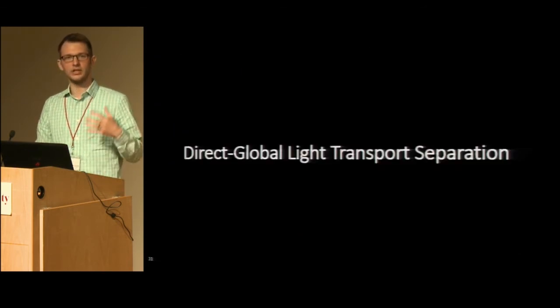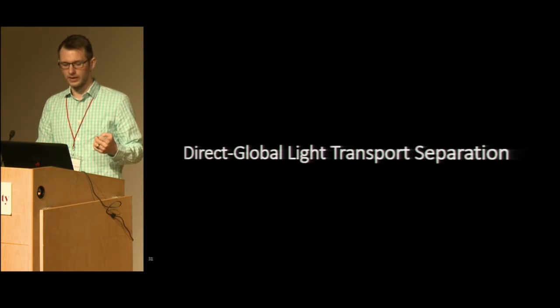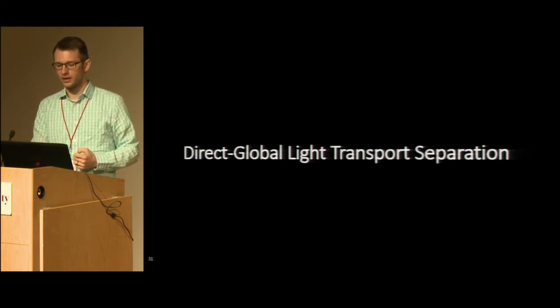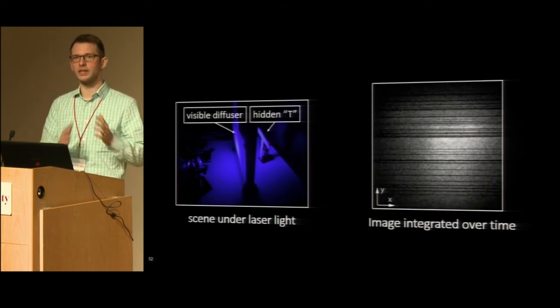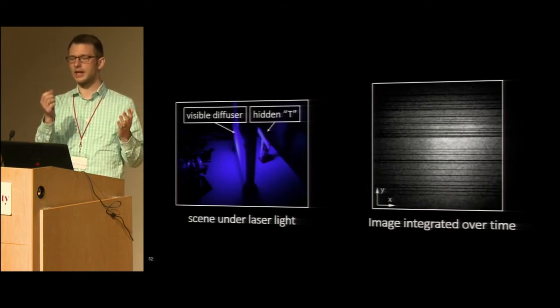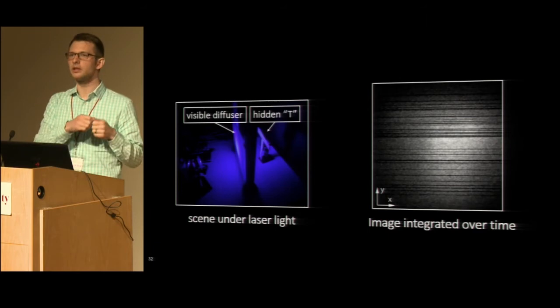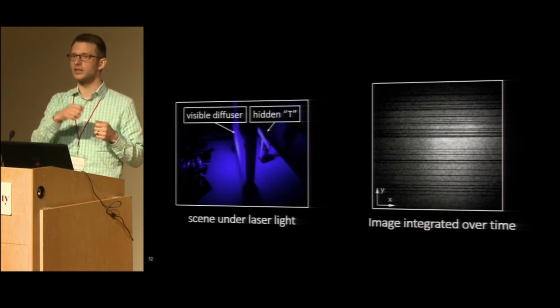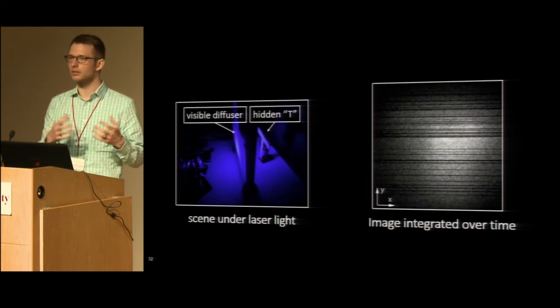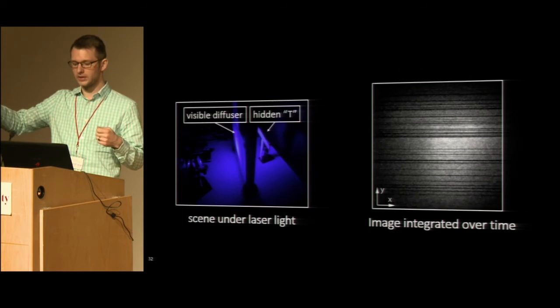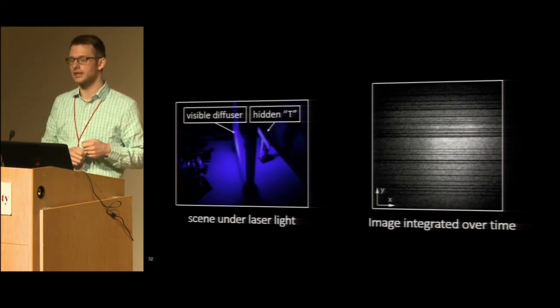So one application of these data is direct-global light transport separation, and I'll illustrate what I mean by this with this scene. Here we've placed a diffuser in front of a cutout T shape. Some of the light that goes onto the scene will scatter directly off the diffuser and back to the detector. And there's also a global component which will scatter multiple times through the diffuser, onto the cutout T-shape, back through the diffuser and to our detector.